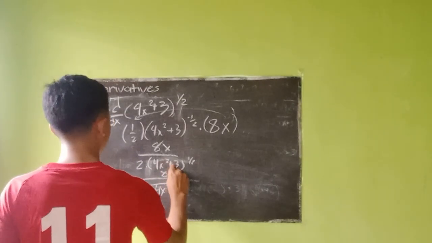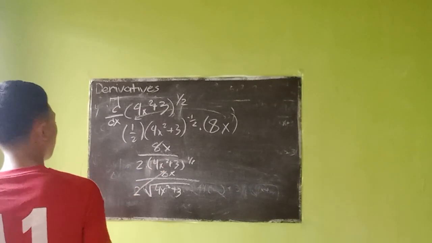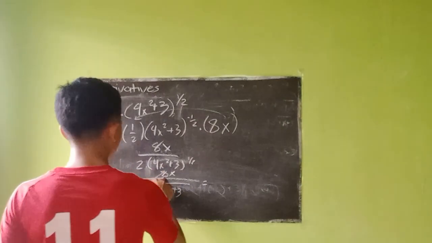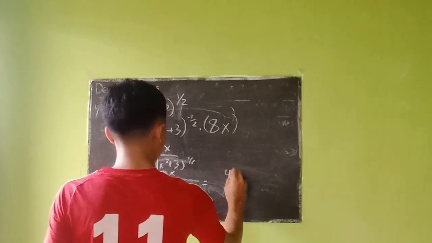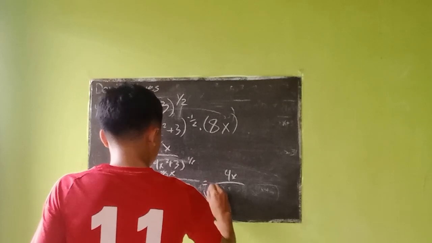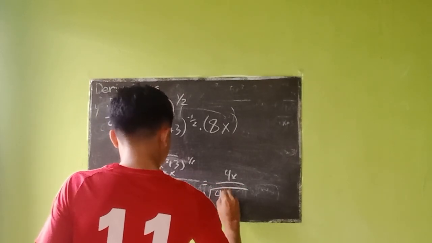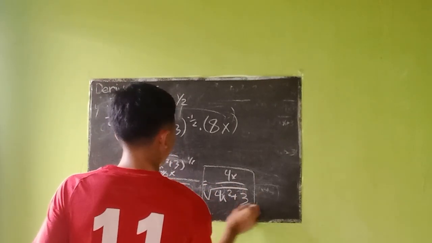Don't forget the 8x and 2. Same as usual, we now divide that, so it will become 4x. This one will also become 1. Then 3. So this is your final answer.